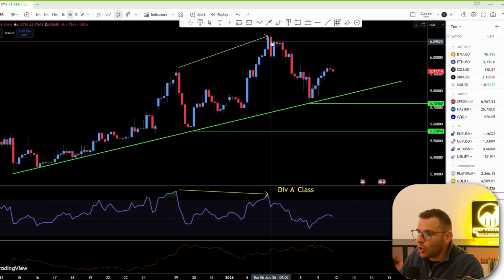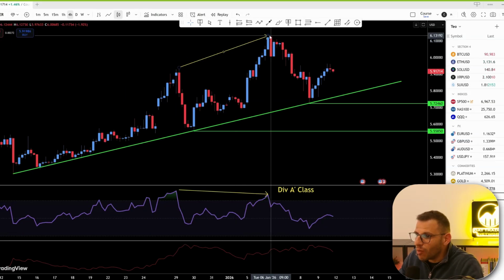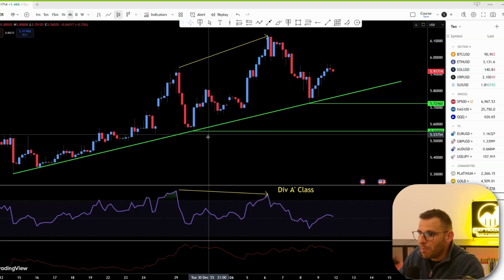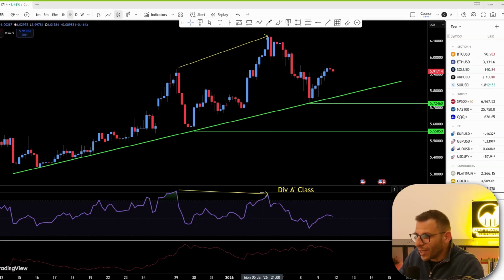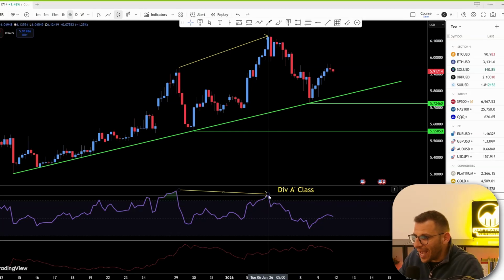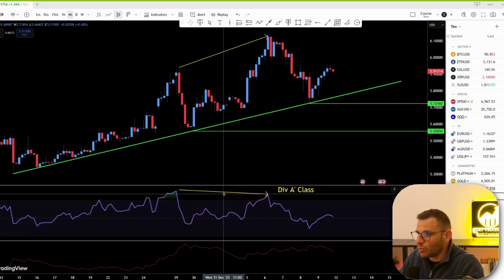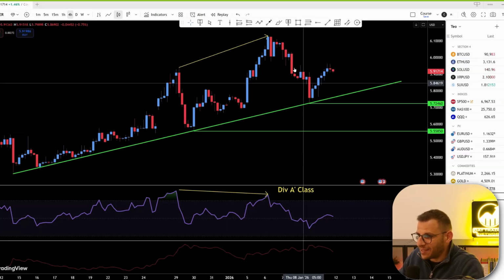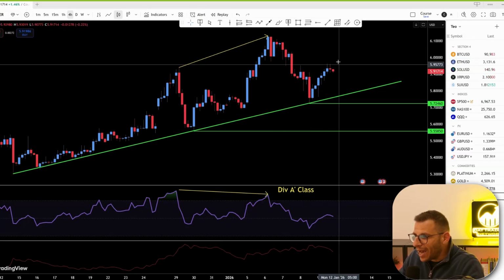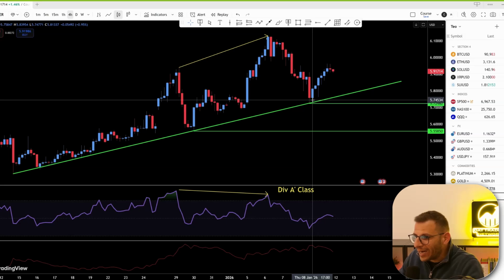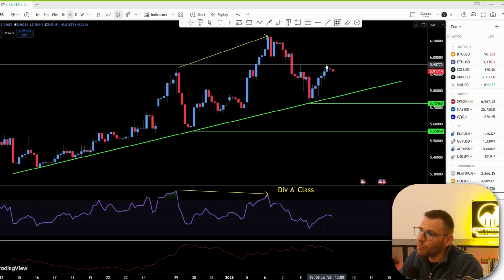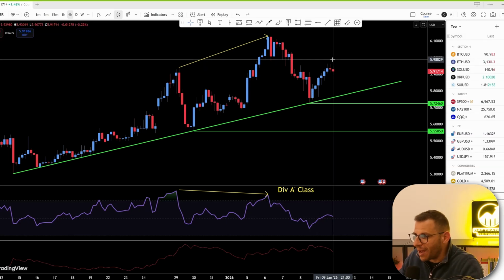The price of copper last Tuesday made a new all-time high right here, but it was combined with negative divergences. That means the price was expected to retrace as it happened, but now we see that buyers were unable since last Thursday to push the price strongly to the upside.